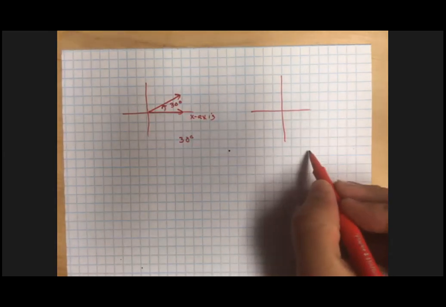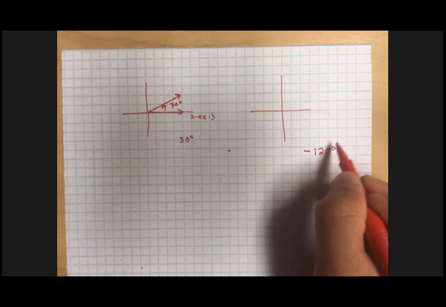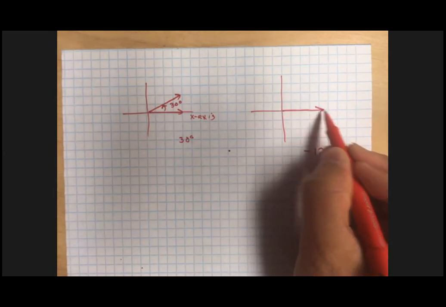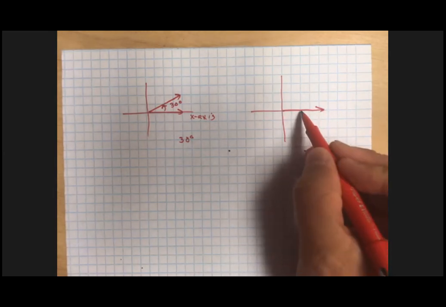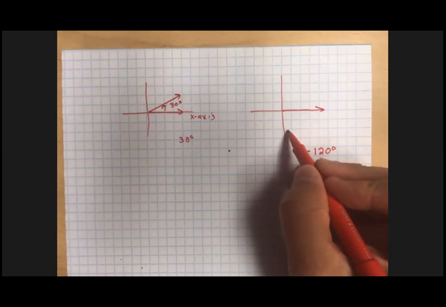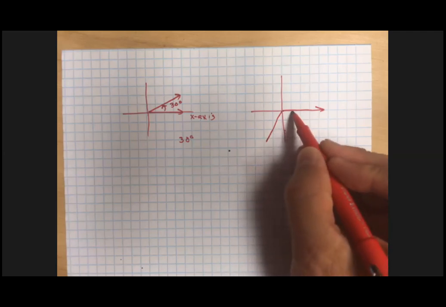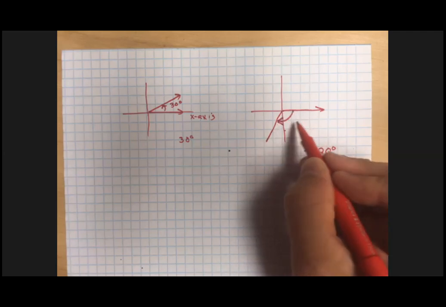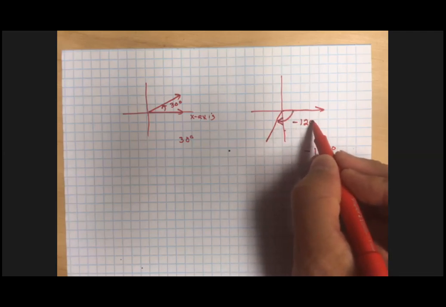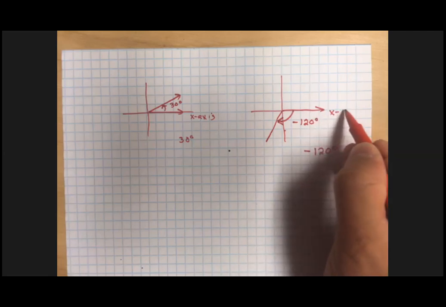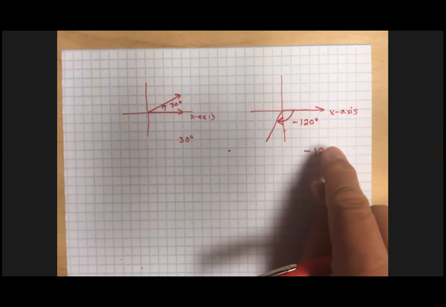But if I said negative 120 degrees, I would also say you start from the positive x-axis, you go clockwise this time, down 90 and 30 more. That angle would be negative 120 degrees. So when someone says standard position, they just mean they're always measuring from the same starting place.